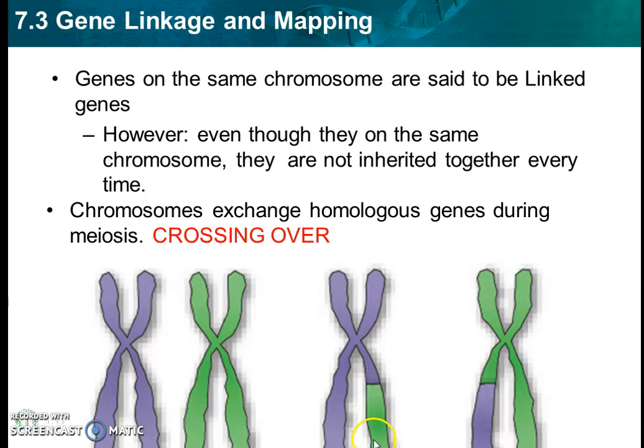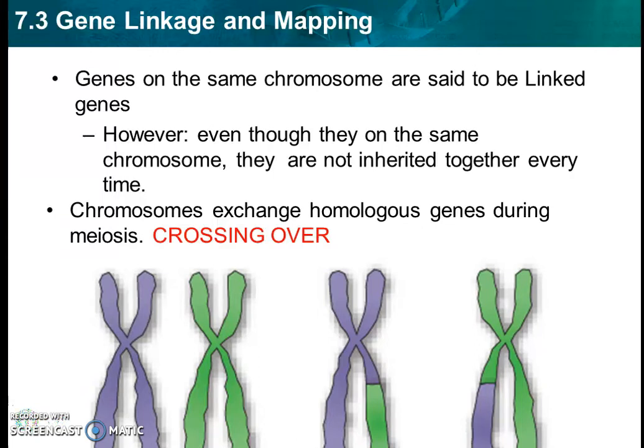Now, where the crossing over takes place is going to be different from chromosome to chromosome. Sometimes it's way up here by the center, or the centromere, and sometimes it's just the tips that get exchanged. But notice here that when we have crossing over, it is only one portion of one chromatid that actually gets exchanged.